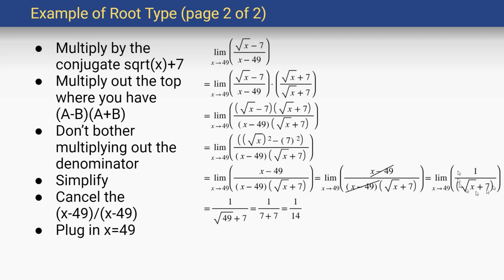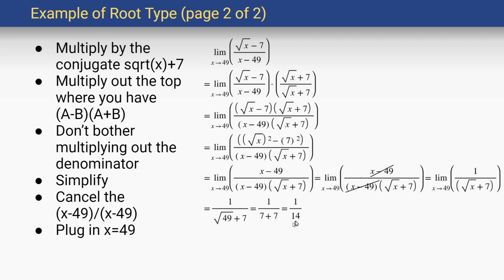Okay, and at this point right here, where you've done that canceling, you've gotten rid of the divide by 0, right? If you look, there's not even any minus signs left. So when you plug in x equals 49 now, there's not going to be a divide by 0. As soon as you reach that point where you're not going to have a divide by 0, you go ahead and just plug in x equals a. So in this case, you just plug in the 49 for the x. You end up with 1 over square root 49 plus 7, or when simplified, 1 divided by 14.